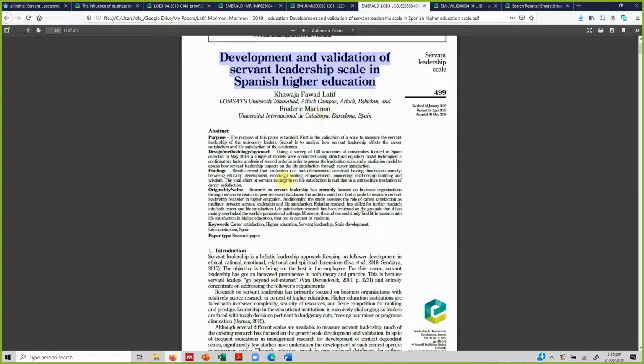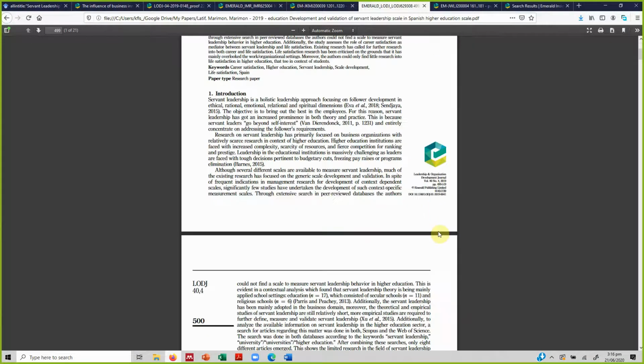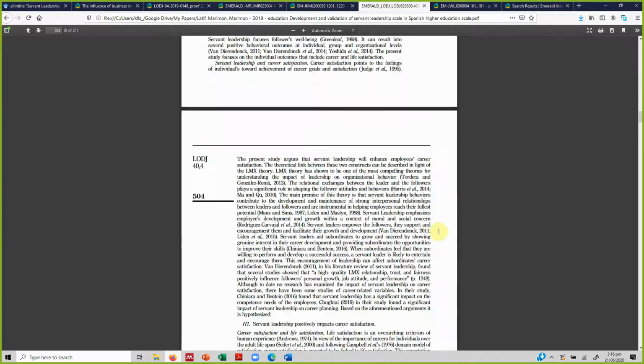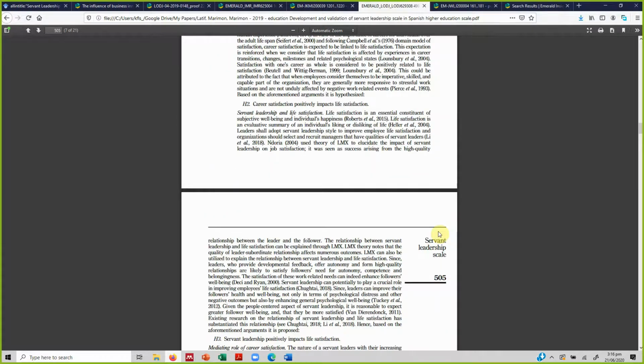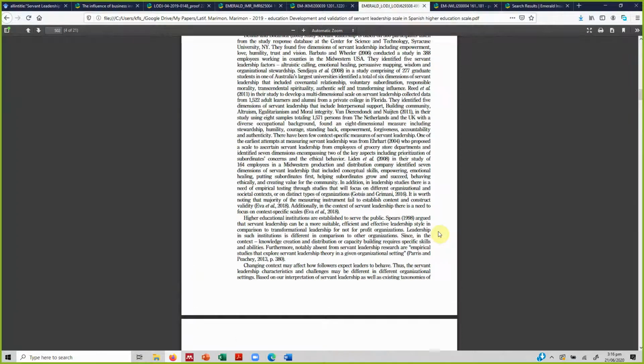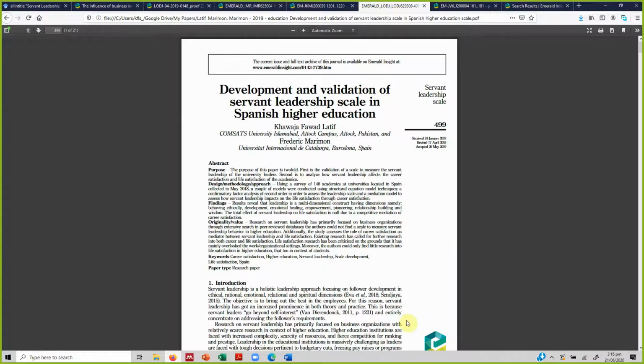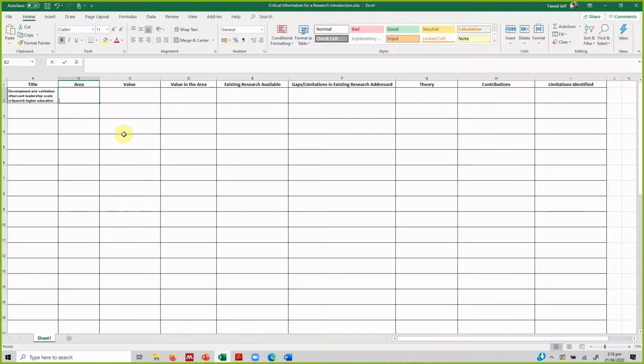If it's not clear, you can look into the design and methodology. And if it's not in there, it will definitely be in the methodology section, where they would have mentioned where they collected the data. Or they would have mentioned in the introduction if they are focusing on a particular area and taking that area as a gap of research. So in this case, it's higher education. I'll share the Excel sheet on the link, and then you can download it.